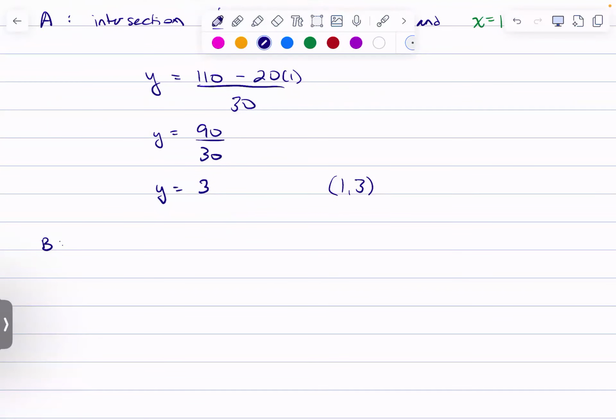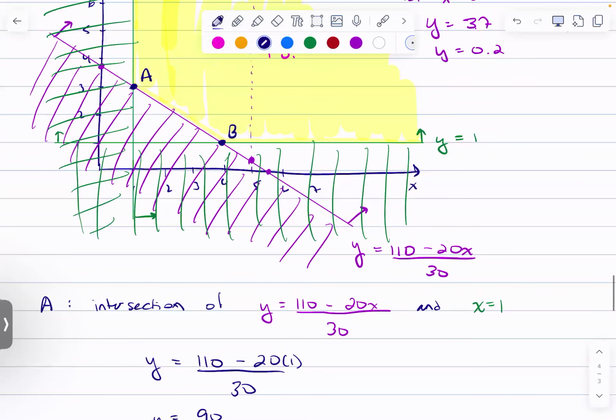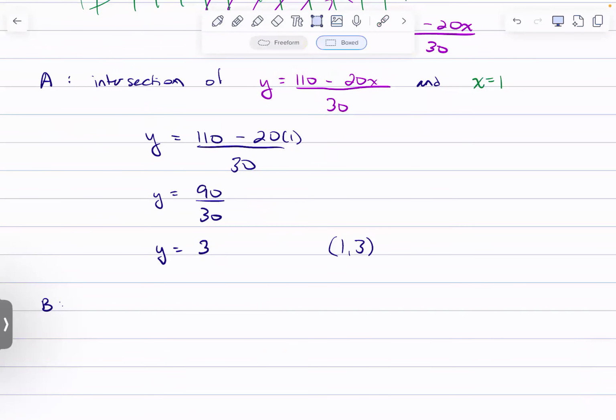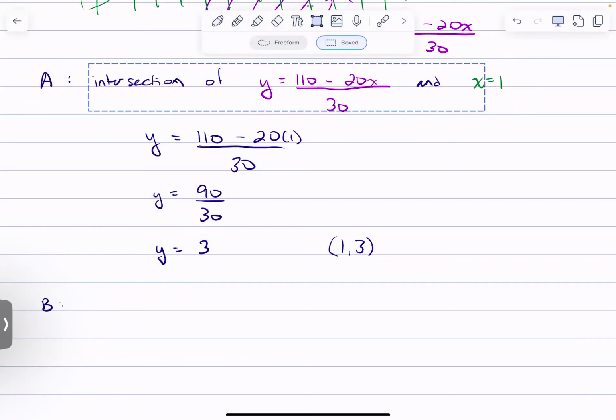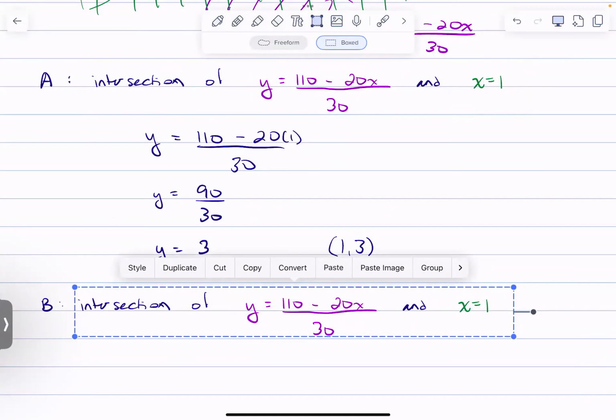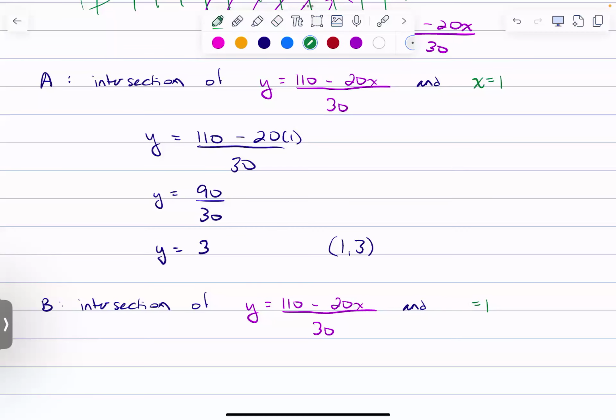And that's why I want you to use the exact values, so with the fractions, right? Because otherwise you're going to get slightly off numbers. And B is the same thing, but the intersection between the same line and y equals 1. I'm just going to copy this because I can.